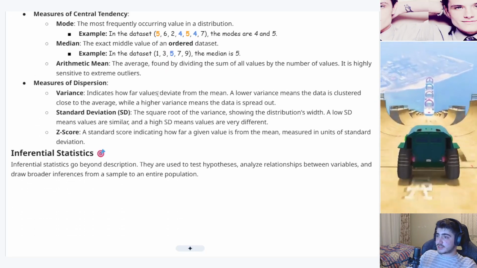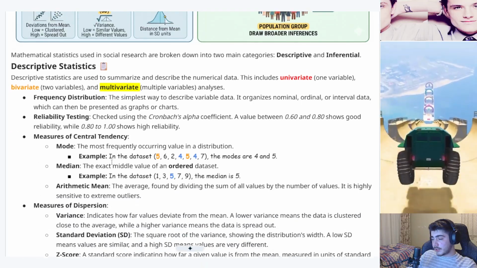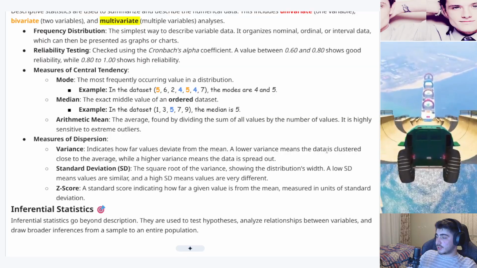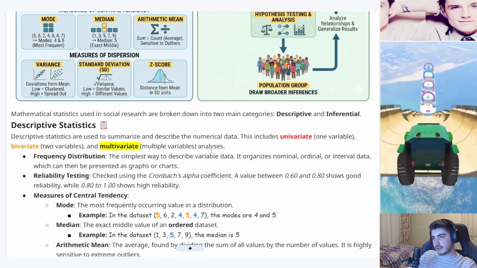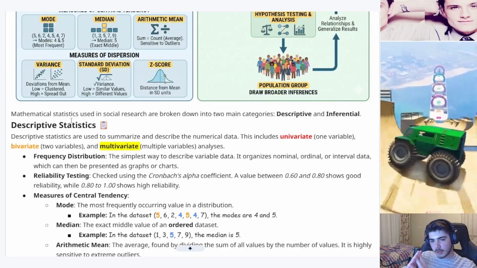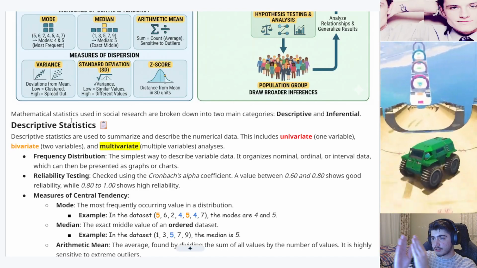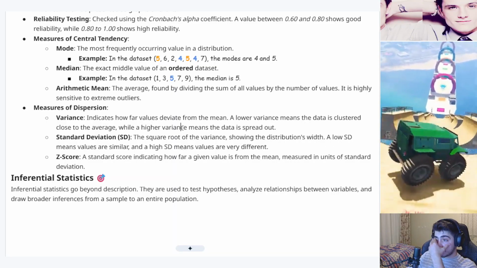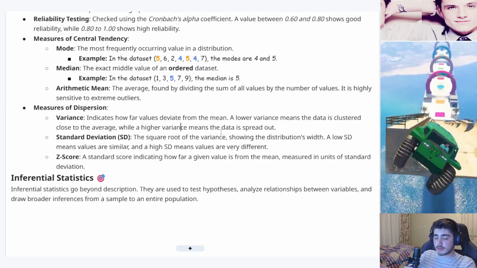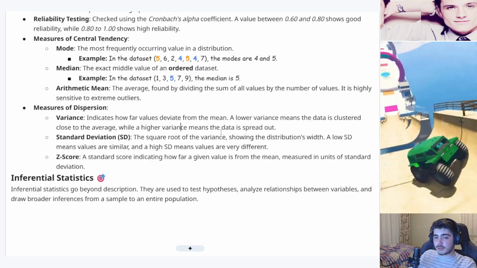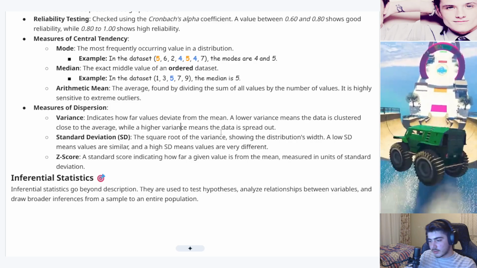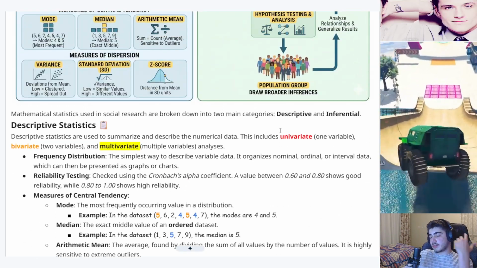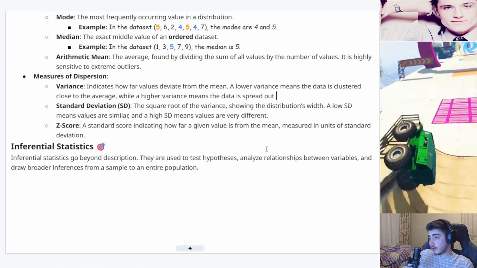Variance indicates how far values deviate from the mean. A lower variance means the data is clustered and close to the average because they are not far away from the mean. They're not as spread out. And a higher variance means the data is spread out. It's more varied. It's not close to the mean. I don't know if you can understand this without getting into a statistics class, but I hope you can.